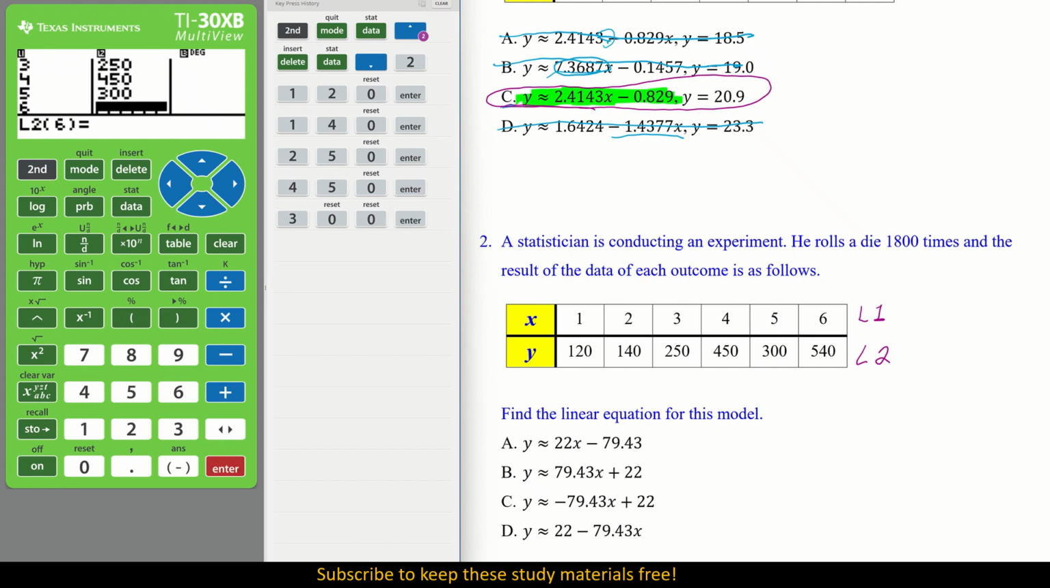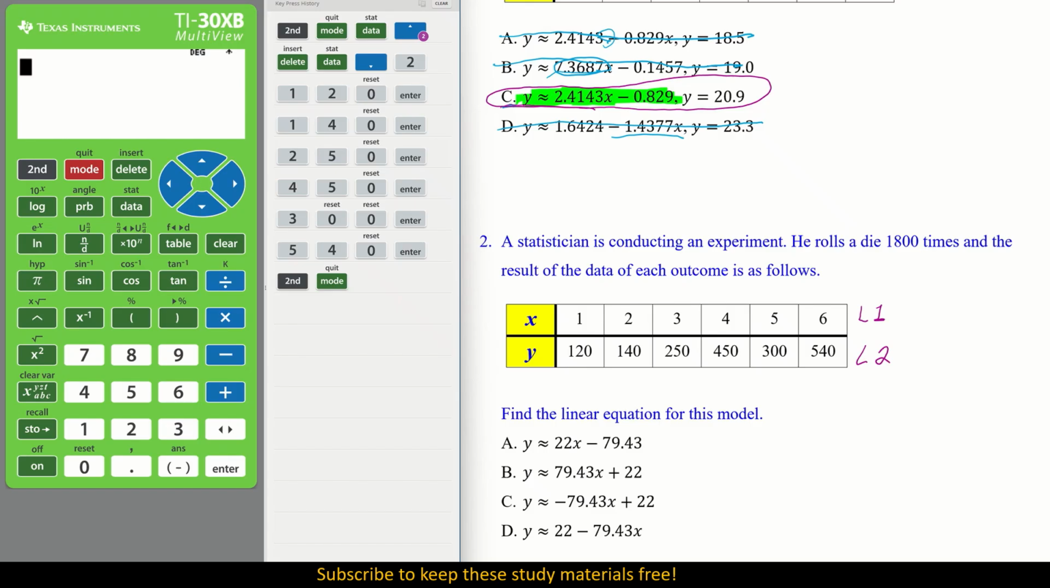Okay. And then 450. I mean, 54. Whoa. 540. I said that completely wrong. Okay. There we go. Now we have the correct item. Okay. So what do we do? We back out, second mode. Okay. Just get all the way out.